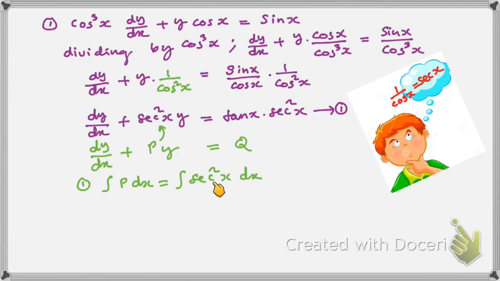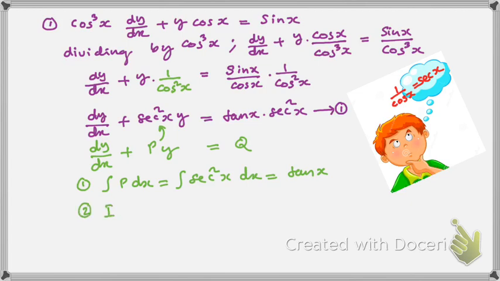dx. And integral of p dx is integral sec square x, which is tan x. Of course, I don't keep plus c, which can be justified as we do this question. So integral p dx is integral of sec square x dx, which is tan x, and remember we don't keep this plus c.